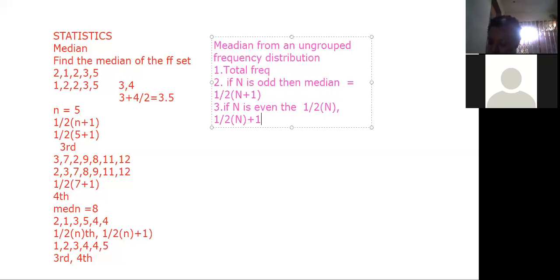The table gives the number of accidents had by 60 drivers last year. What is the median of these data? So we are going to look at the data and see how best we can solve it.